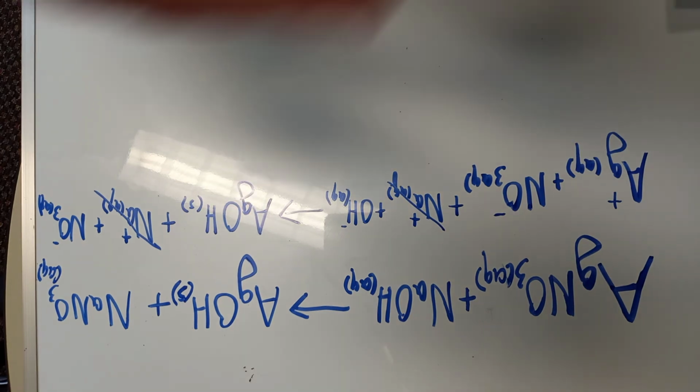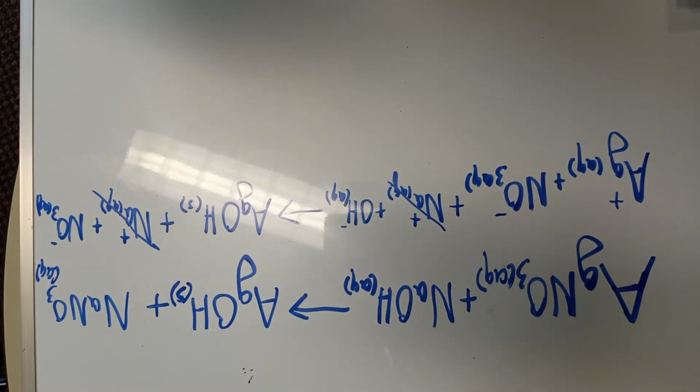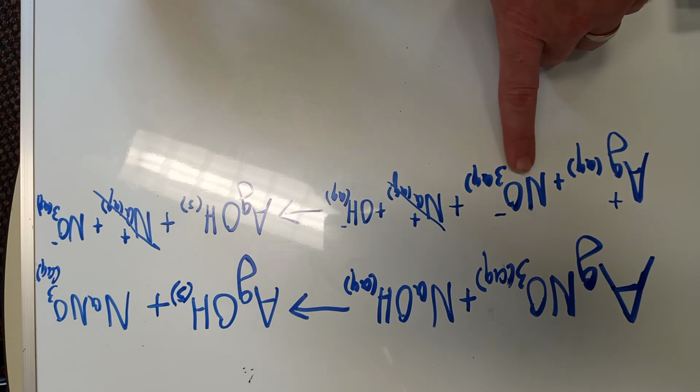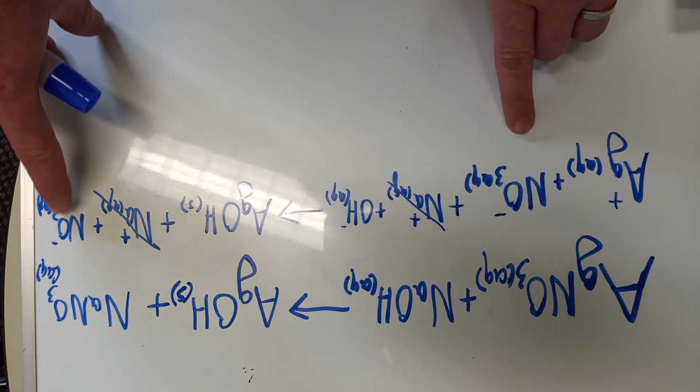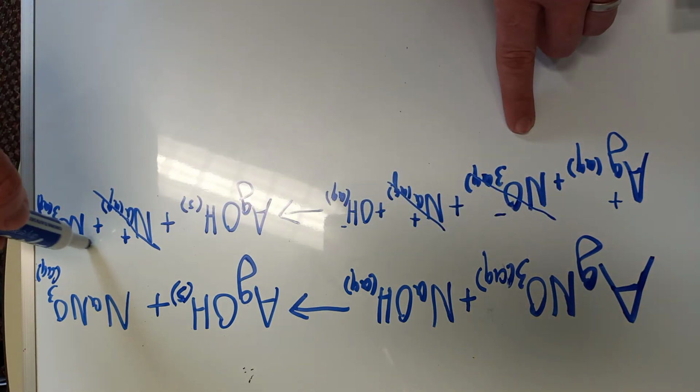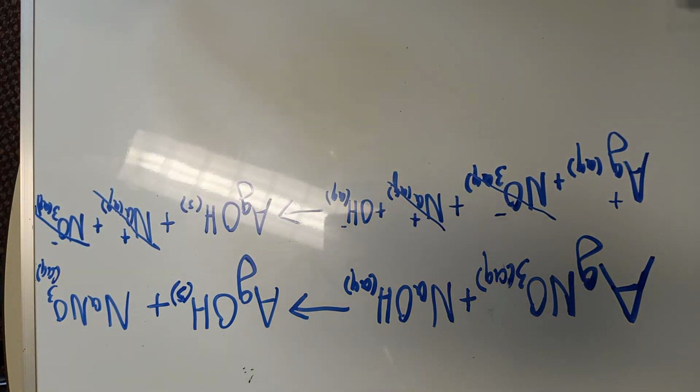We're not removing them from the water, but all we're saying is that they didn't do anything in the reaction, so we take them out. Same idea with our NO3. We have NO3 negative aqueous here and NO3 negative aqueous over here, so we can eliminate it. It's another spectator ion.